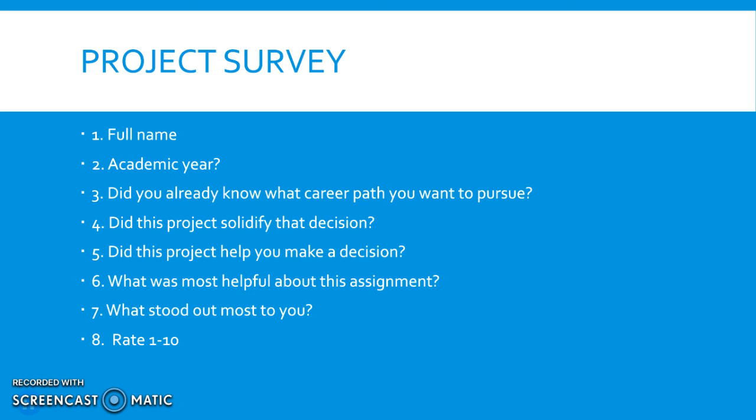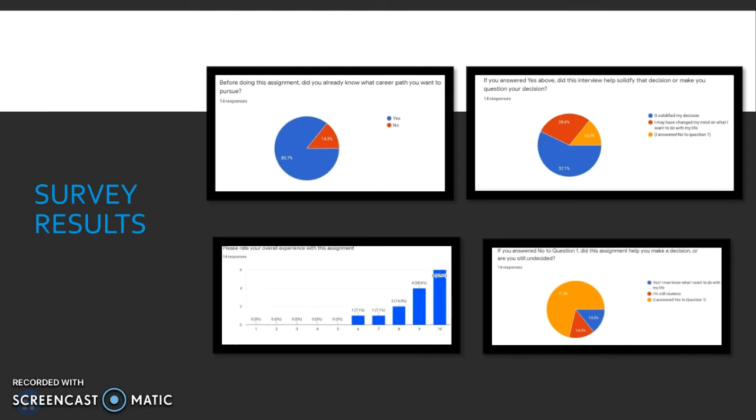I had them put their full names. Nancy decided that they would get some bonus points, so we wanted to incentivize them to do that. So they gave the name, the academic year. I wanted to know if they already had chosen a career path to pursue. If they did, if this project helped solidify it. If they didn't, if this project helped them make a decision.